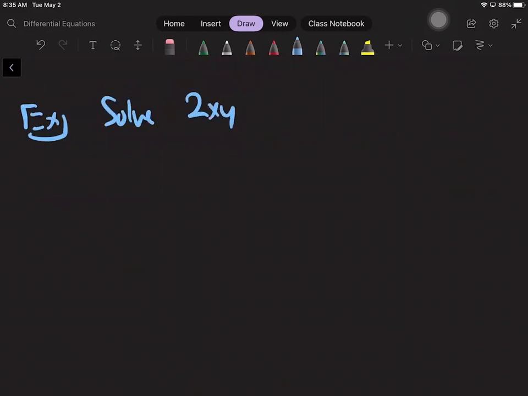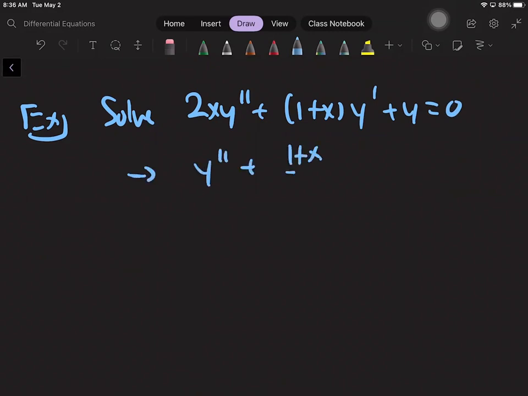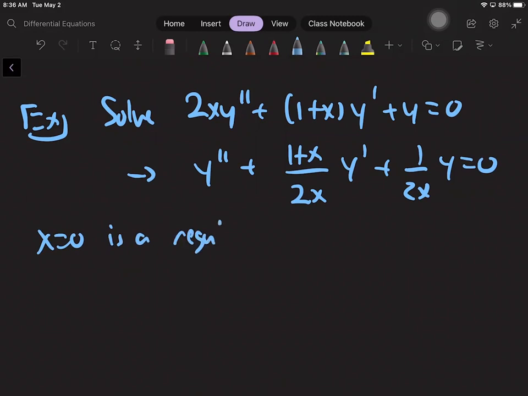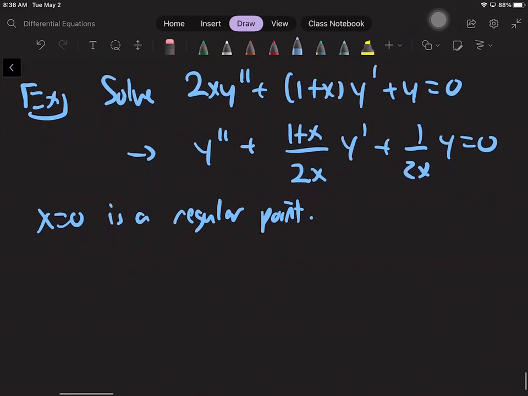Solve 2x y double prime plus (1 plus x) y prime plus y equals 0. So again, here you can see right away that this is a regular point at 0 because you divide by 0, but not too many powers of it on the bottom. So x equals 0 is a regular singular point. So we're guaranteed at least one series solution, maybe 2, using this method. And it's going to work the same.